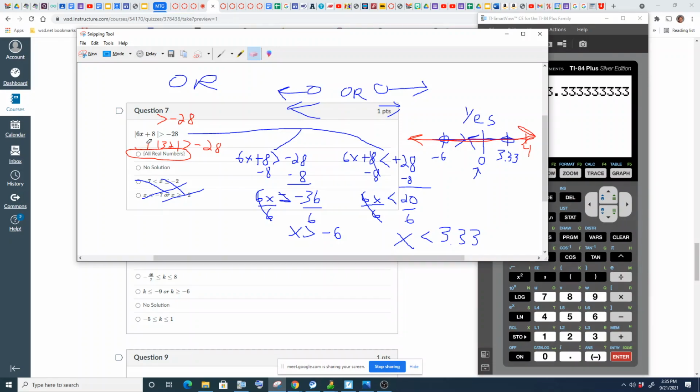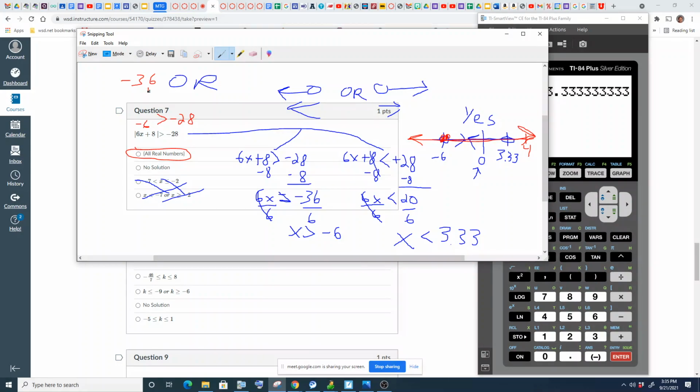So even if we chose our open hole as a possible solution, let's take a look at that. What if we did negative 6? Does that even work too? Is it really all real numbers? Well, negative 6 times 6 is negative 36.